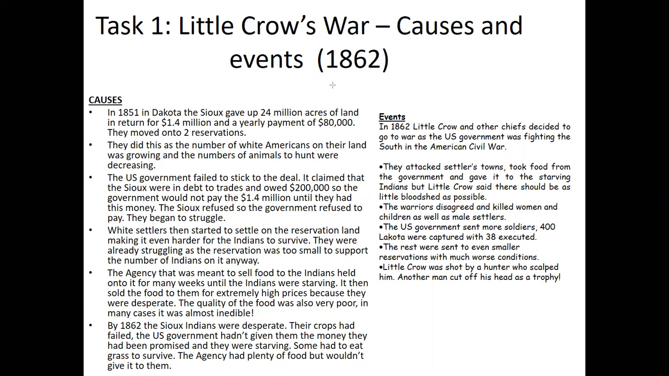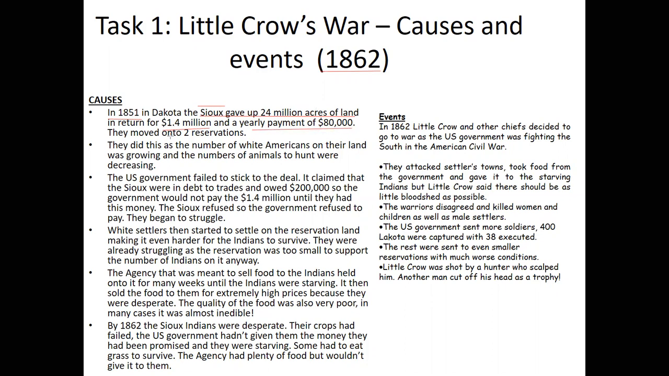So, even though Little Crow's War started in 1862, many people argue that the anger of the events started in 1851. So in 1851 in Dakota, the Sioux gave up 24 million acres of land. Now the Sioux are a Native American tribe. In return for the 24 million acres of land, they were told by the government they would receive $1.4 million as a lump sum, and they would get a yearly payment, an annuity of $80,000.